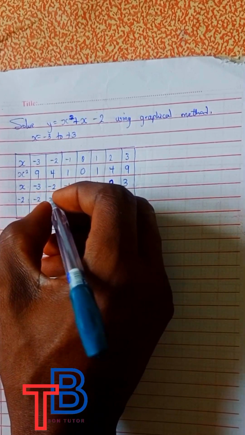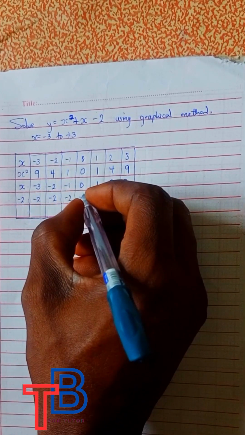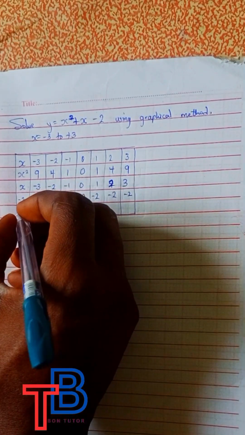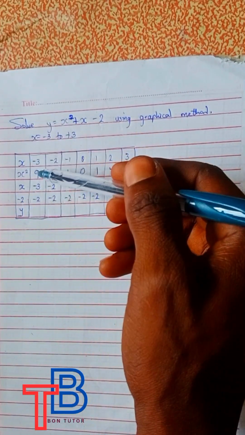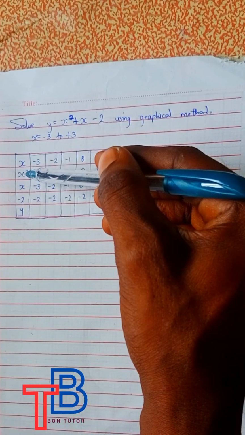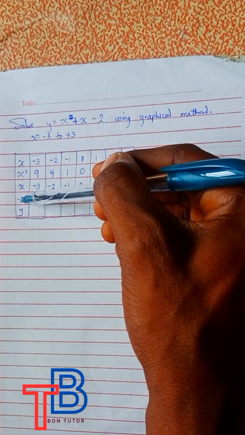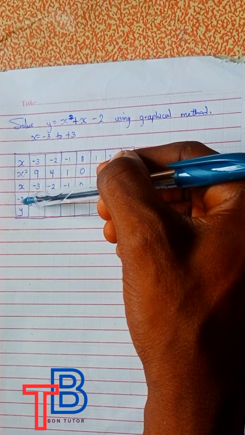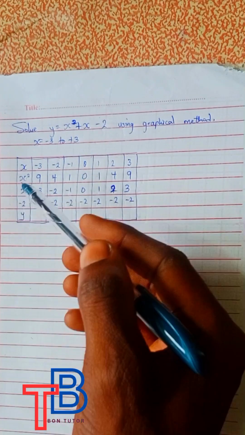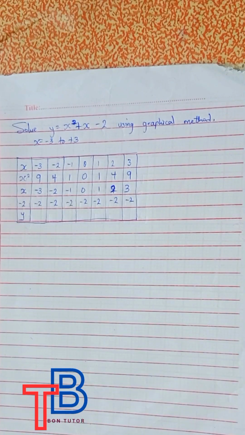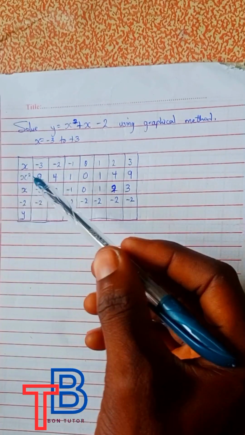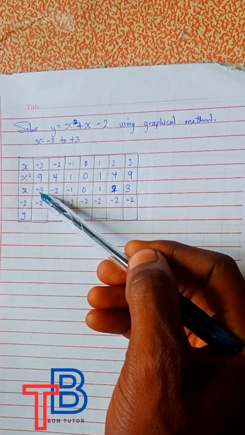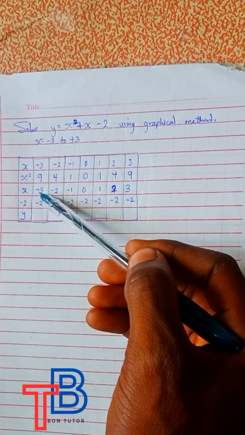So you have the -2 all throughout. It is constant. It remains constant. So now to get our y, you have to add your x squared plus your x and subtract it from this -2. You have to add it together and subtract it from 2. So which means you say 9 plus -3. 9 plus -3 will give you 6.